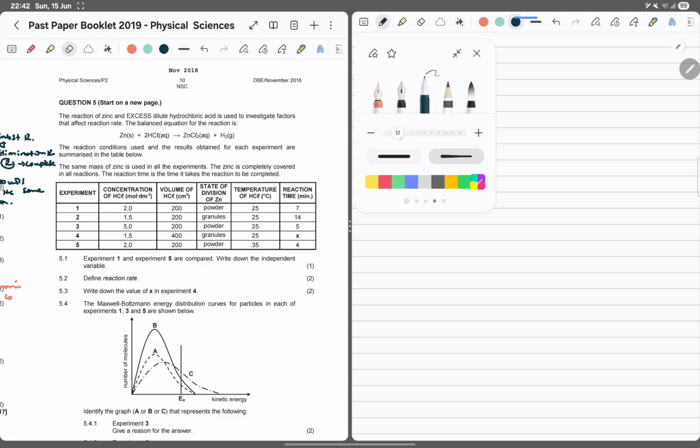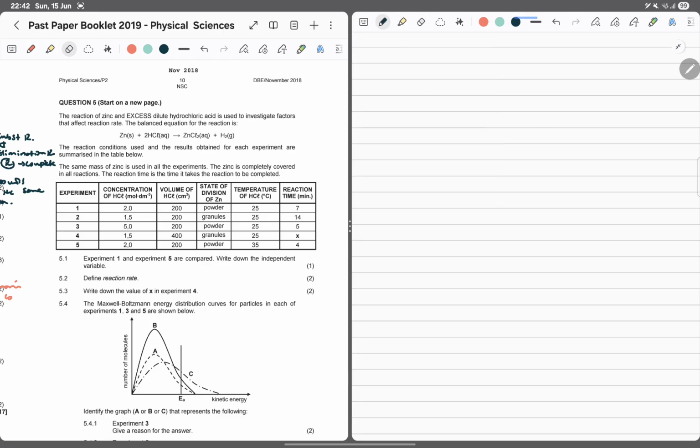Why is it so thin? So this is question 5.